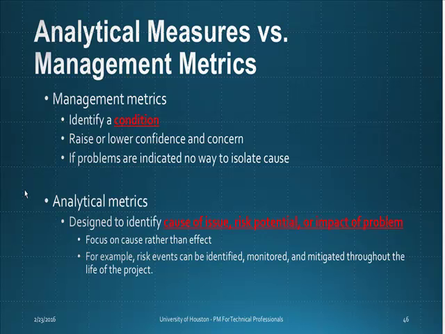In analytical metrics, what it's trying to do is to identify the cause of the issue, the risk, and the potential impact of the problem. What that means is it's using a problem-solving approach to address issues by looking at the root cause, by assessing the risk potentials associated with this risk event or risk issue, or by identifying the impacts associated with these risk problems.